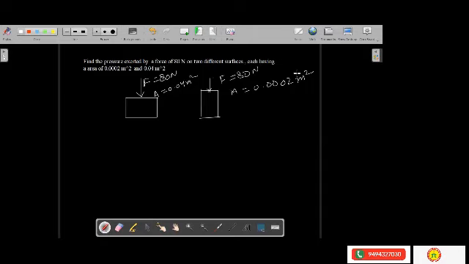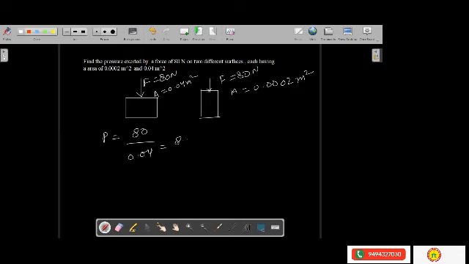Is it 4 lakh and 2000? Yeah, 4 lakh is the first one and 2000 is the second one. Okay, so as per the diagram, if I find the pressure for this... Sir, first one is 2000 and the second one is 4 lakhs. Okay, so here you put 80 over 0.04.